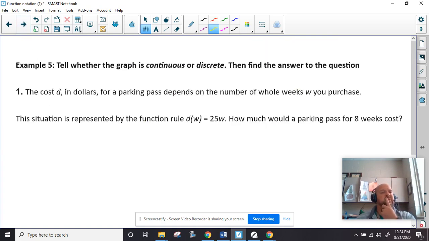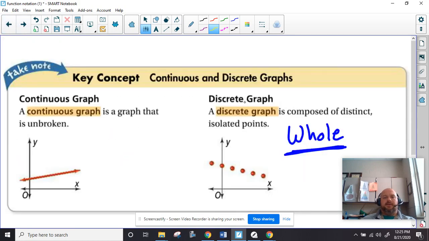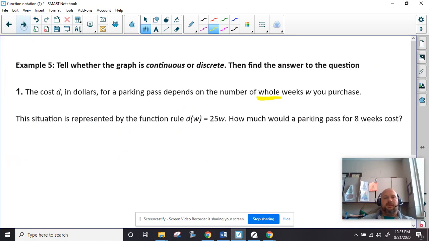All right. So like this, it says, tell whether the graph is continuous or discrete and find the answer to the question. The cost D in dollars for a parking pass depends on the whole weeks. If you remember back here, it says whole, discrete, whole number of weeks. So this one's going to be discrete. That's the first part.